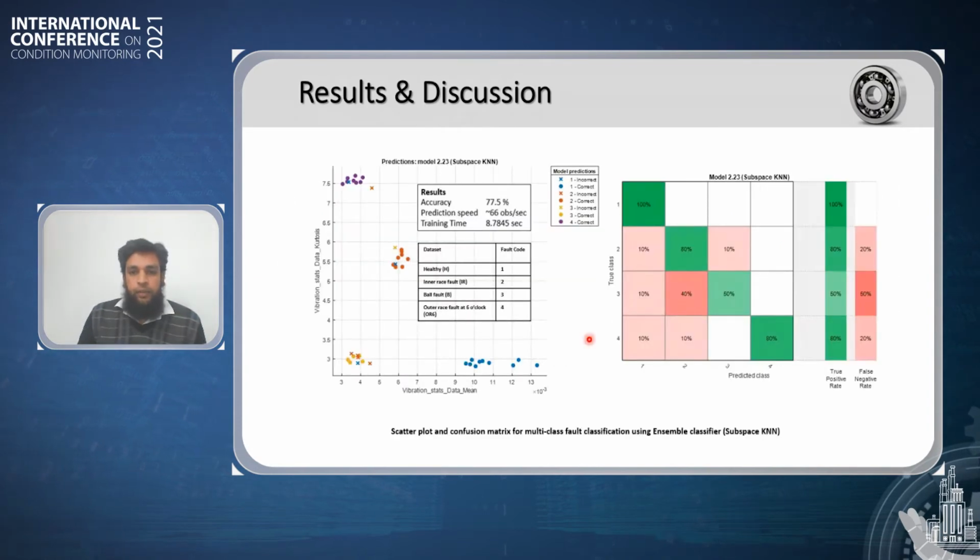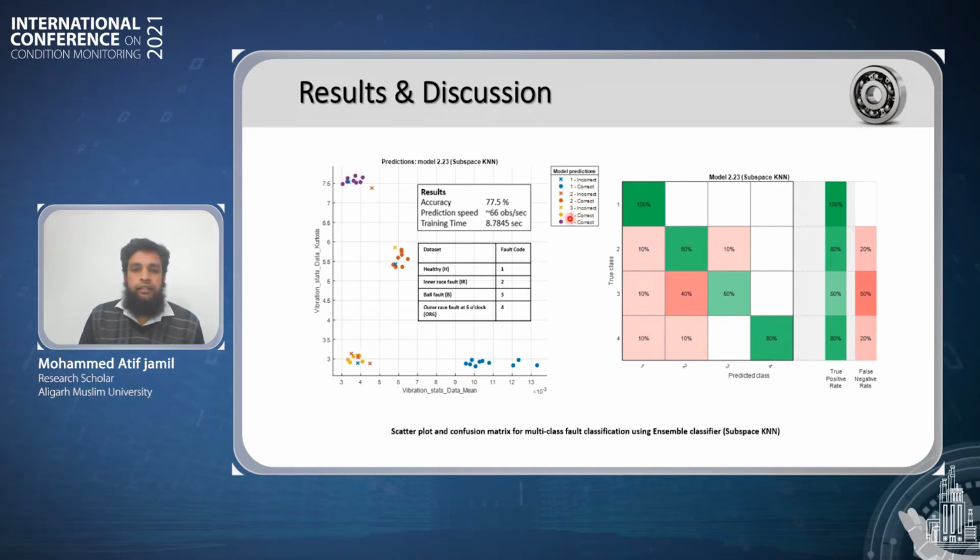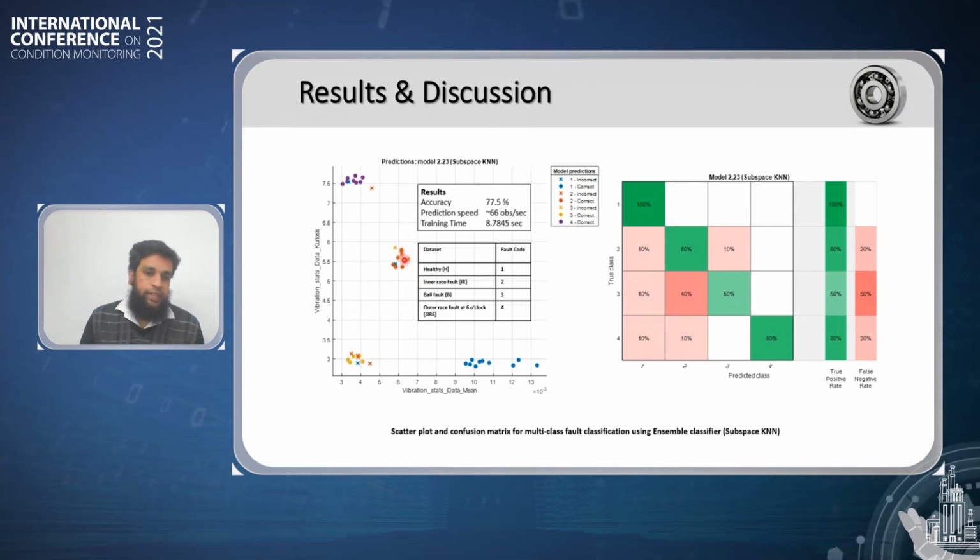These are the scatter plot and confusion matrix for a particular machine learning model named subspace KNN. KNN stands for K nearest neighbor. In the legend, there are 4 colored bubbles, one with blue color, the second with red color, third with yellow color, and the fourth with purple color. The bubbles actually show the correct prediction of a particular fault class, and the crosses shown on the scatter plot show the incorrect prediction of a particular fault class.